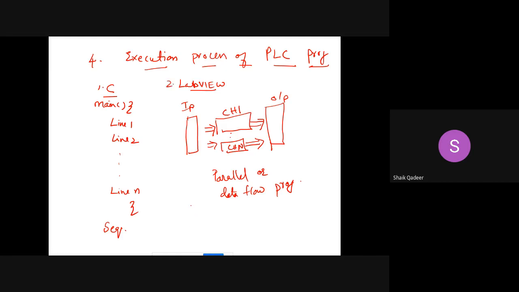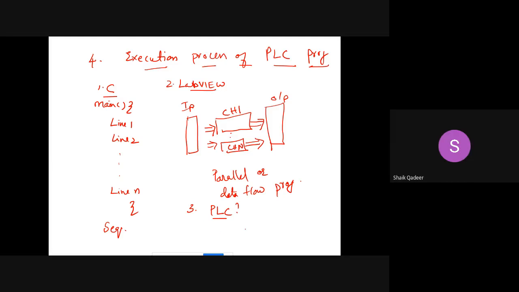How about PLC? That is the question. Any idea? Will it be similar to C programming, or similar to LabVIEW programming, or is it following a different style? Any guess from your side? I think a combination of two. Combination of two. Let us see what that is.